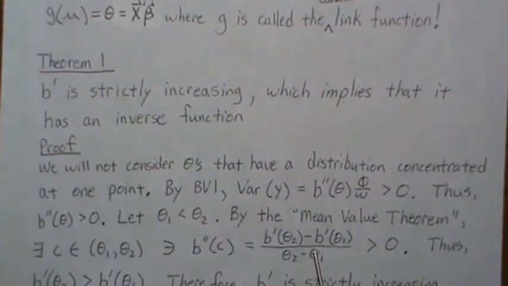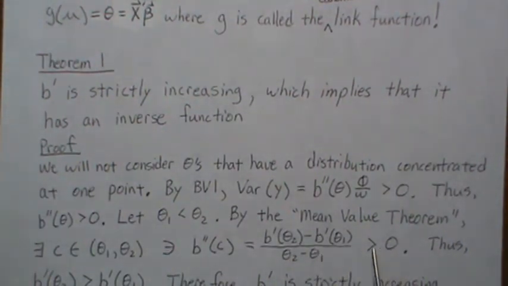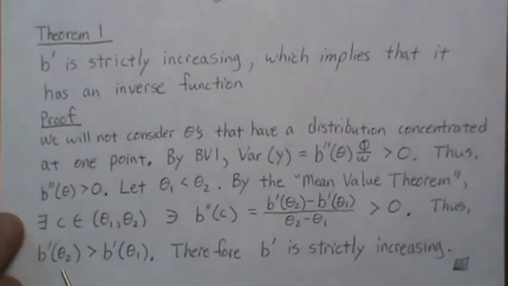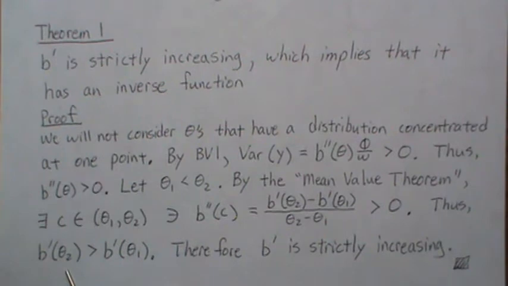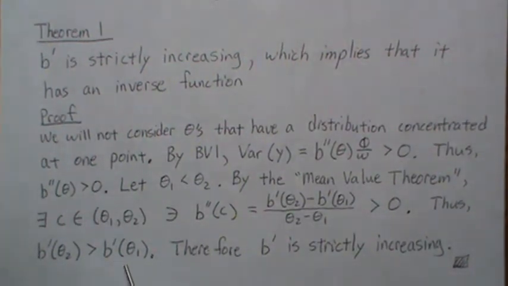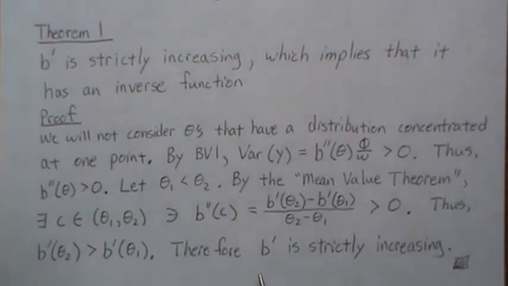And then if we multiply this to the other side and then subtract that over, that implies that beta prime of theta 2 is strictly greater than beta prime of theta 1. So therefore, beta prime is strictly increasing, which means it has an inverse function.